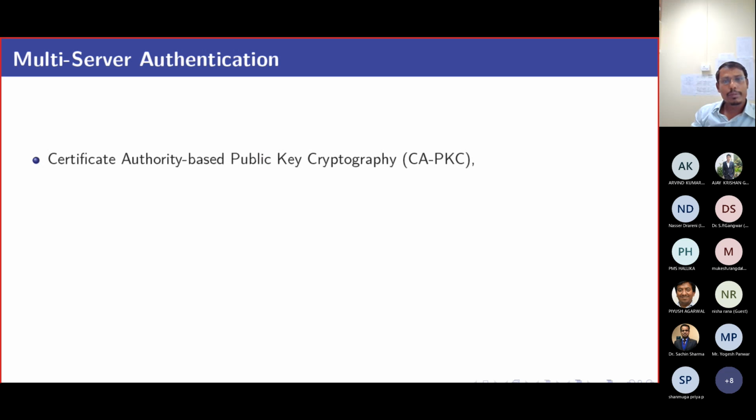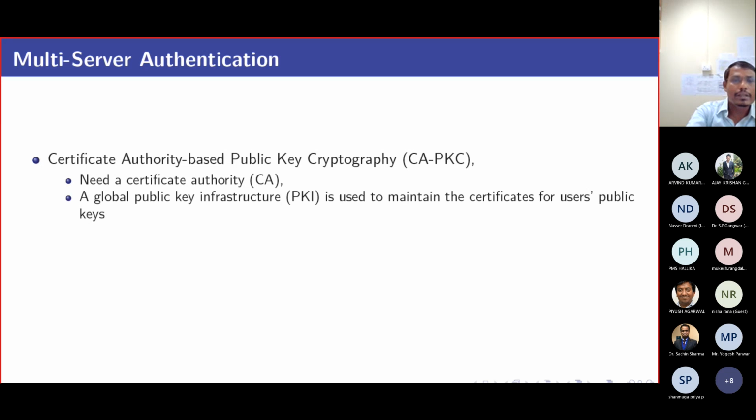Next, the certificate authority based system, if you design multi-server authentication using a certificate authority. Of course, the inherent issue is that we need a certificate authority. We need a separate infrastructure, that is PKI, because PKI takes responsibility to create the certificate, manage it, deliver it, revoke it, and store it. So you need additional infrastructure. This is not a part of your multi-server authentication protocol.